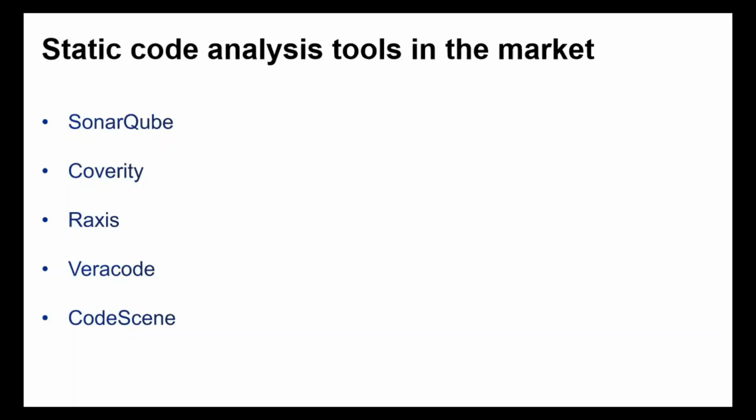So what are the various static code analysis tools available in the market? SonarQube is a very popular static code analysis tool. Then we have a few other tools like Coverity, Raxis, Veracode, CodeScene, etc. But overall, we can see that the usage of SonarQube is much higher when compared to the other tools.